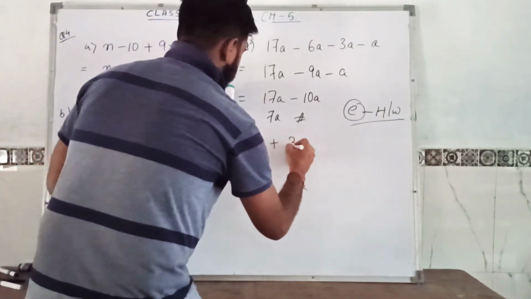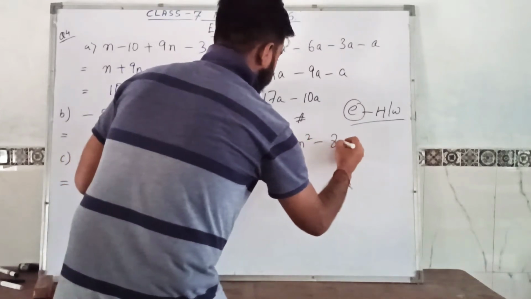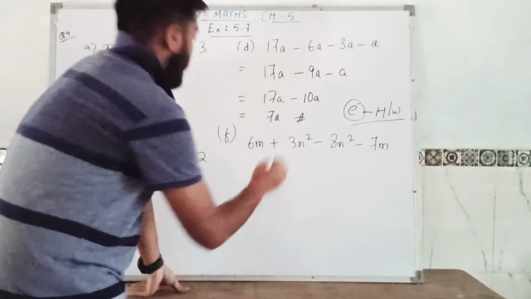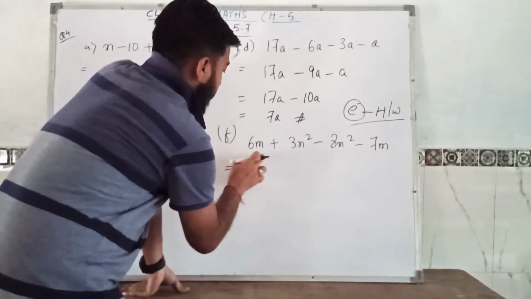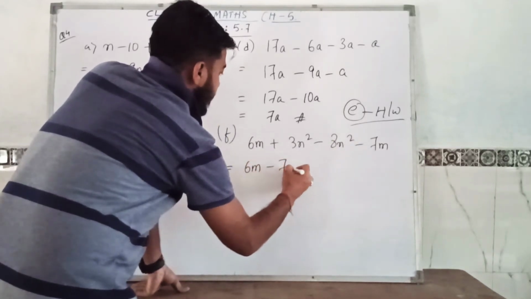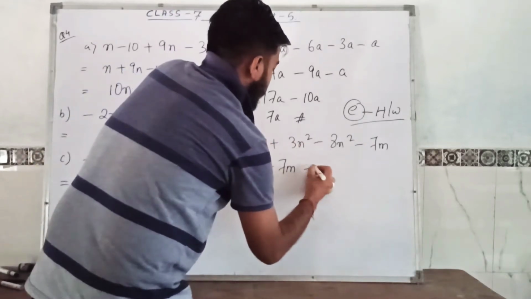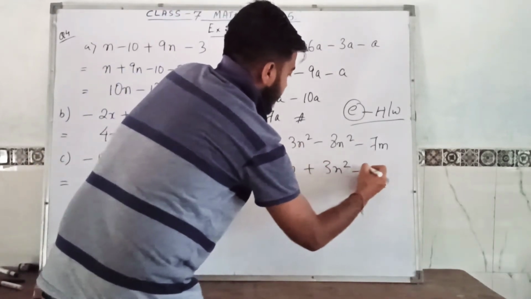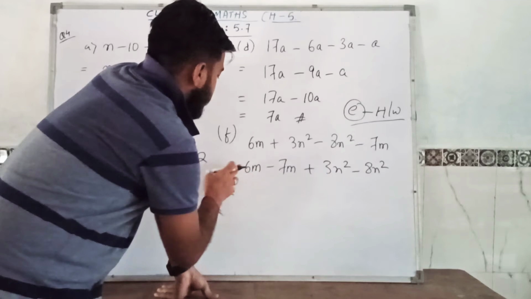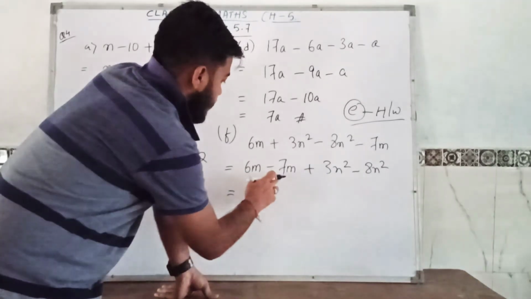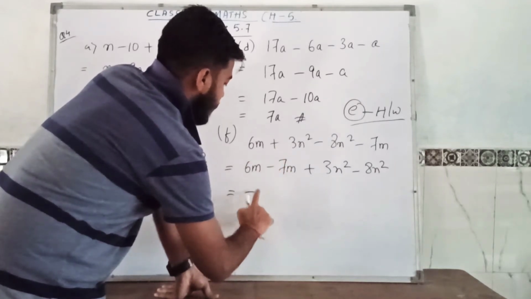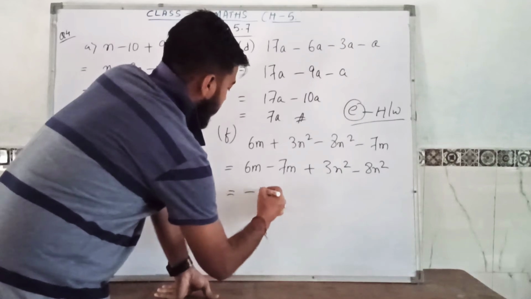6m plus 3n square minus 8n square minus 7m. Let us solve this one. See, m and m are right together. Positive 6m, negative 7m. n square, positive 3n square, negative 8n square. Write them together. Now you solve. Minus 7m plus 6m, so plus into minus is your minus. 7 is bigger, so it will contain minus. 7 minus 6 is your 1m. So in place of writing 1m, I will write only minus m.